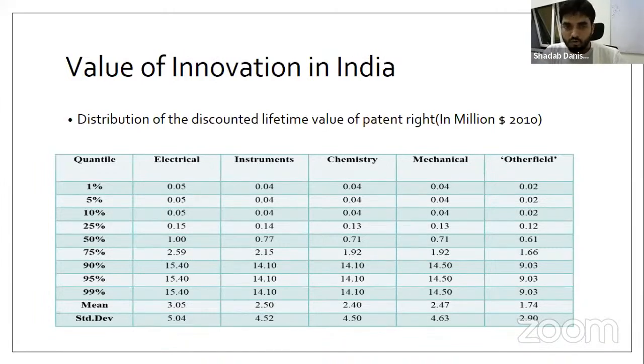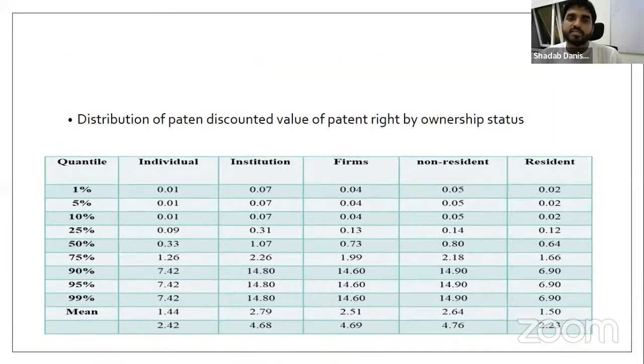Although the data is a little older, the reason is that we wanted to look at the lifetime of the patent. These are the values in terms of money. Here is the distribution of the discounted value of patent rights by ownership status. Non-resident patents are of high value compared to resident patents, which also shows that patents owned by foreigners or non-residents in India are better in quality compared to Indian patents.